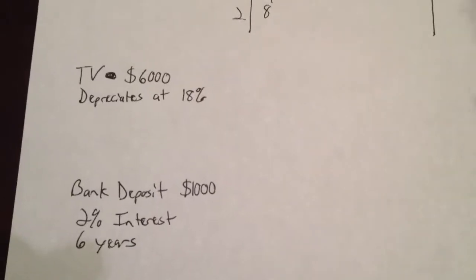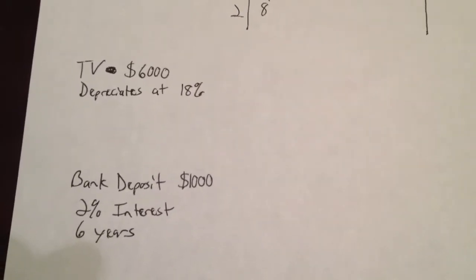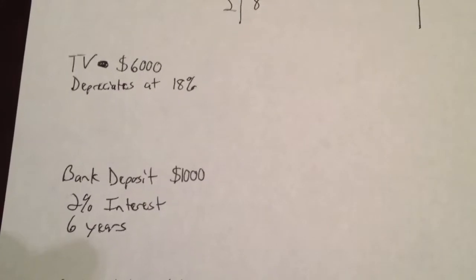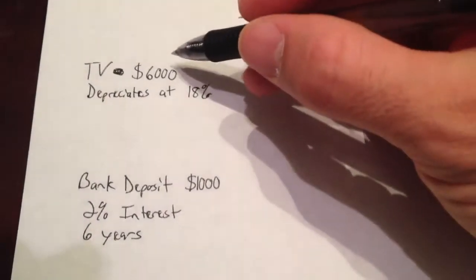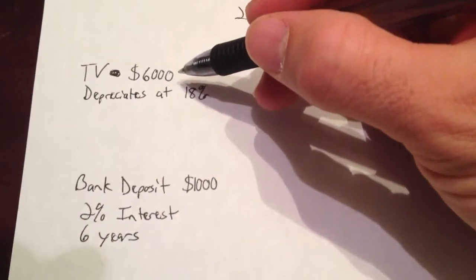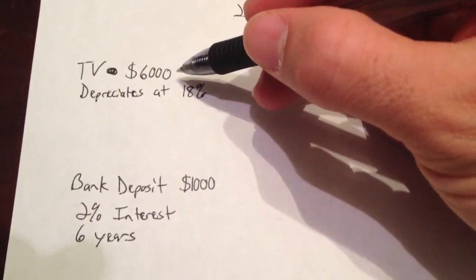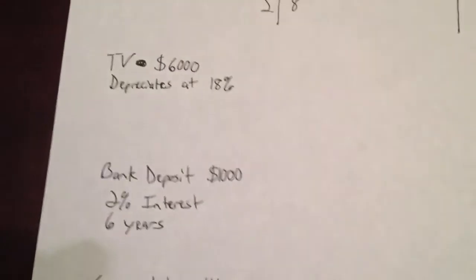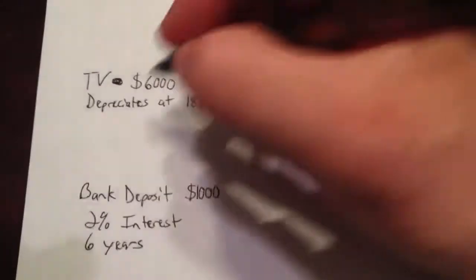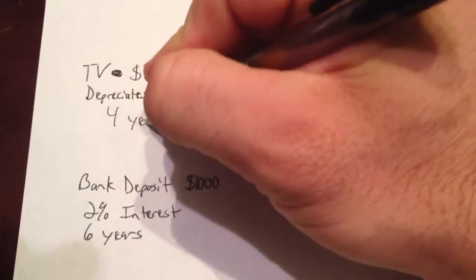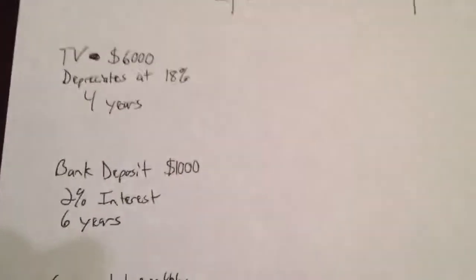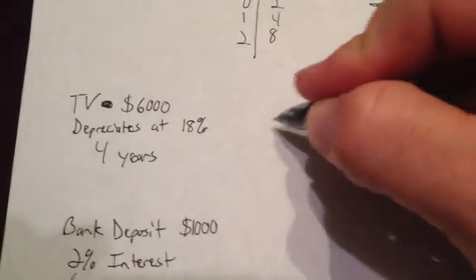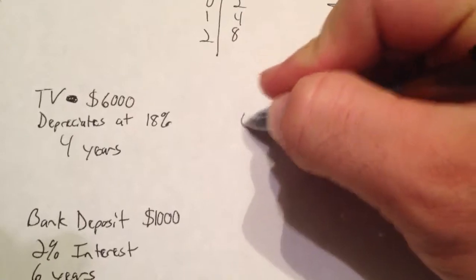Alright, we're going to have a quick little blitz review of some of the word problems that we've done with exponential growth and decay. First example I've got is a TV that you buy for $6,000, one of your new OLED TVs. It depreciates at 18% per year. We're going to find the value of this TV after 4 years.